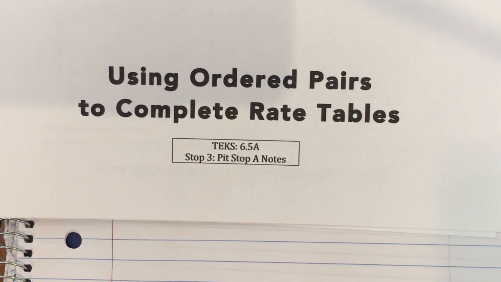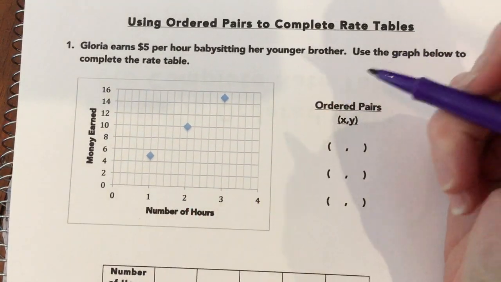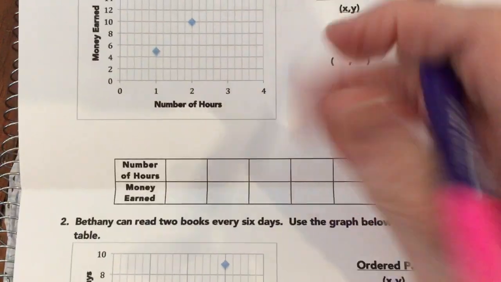This video is about using ordered pairs to complete rate tables. In an earlier video, we were looking at how to complete rate tables using scale and the unit rate. This one is a little different because we're starting with a graph and then using that to complete the table.